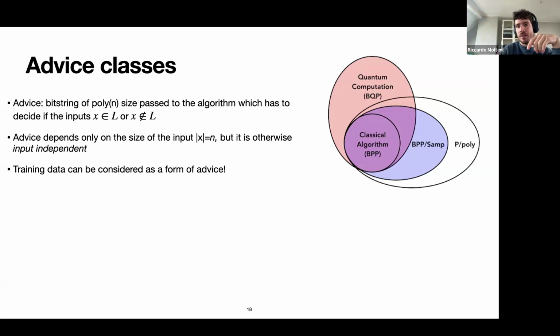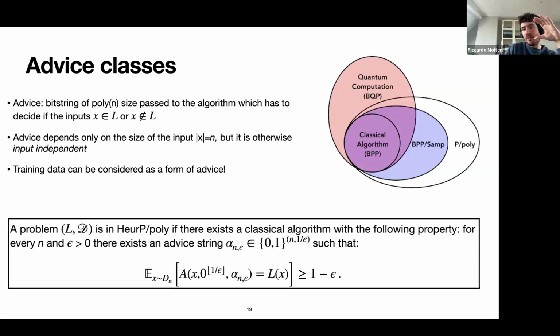I will later define what P/poly is, but now the idea is that we have a reason for believing that P/poly does not contain BQP, that there are functions in BQP which are outside P/poly. So these functions are not evaluatable even if I give you an advice, even if I give you training data. Finally, to capture all machine learning problems, we can define the heuristic version of P/poly. Heuristic, why? Because I told you before that we are not interested in the worst-case scenario, but in the average case. And this heuristic version precisely captures this condition of average.